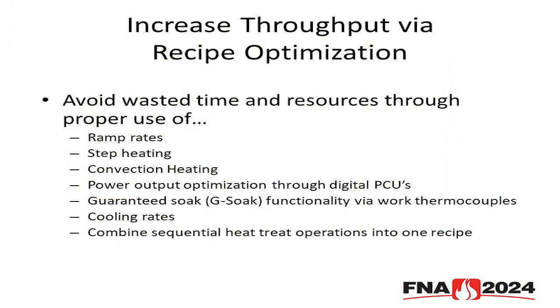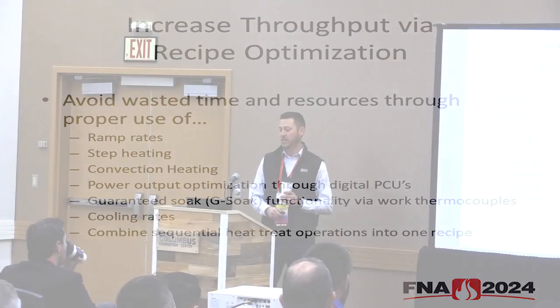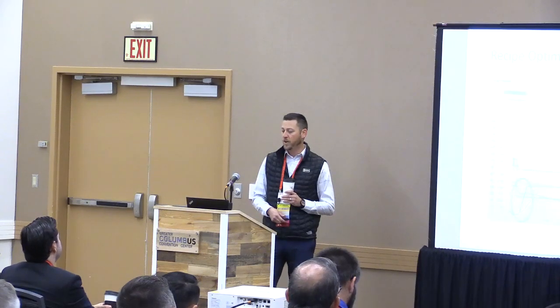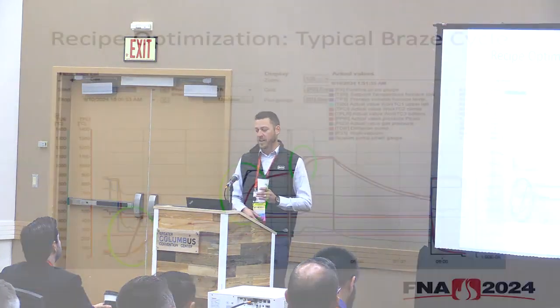So we're going to talk about ramp rates. We are going to talk about step heating. We're going to talk about convection heating. We're going to talk about proper use of VRTs and making sure you're maximizing your heating potential. And along with that, digital power control units, guaranteed soak functions, a little bit on cooling rates, and then how to combine sequential heat treat operations into a single recipe. And all of those things are going to be things that you can implement right now at your facility to save time and money.